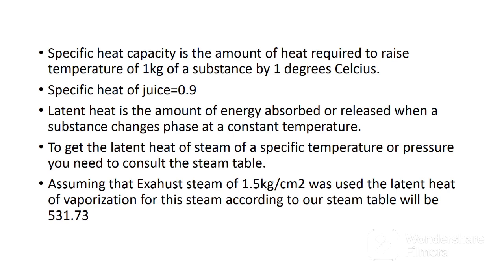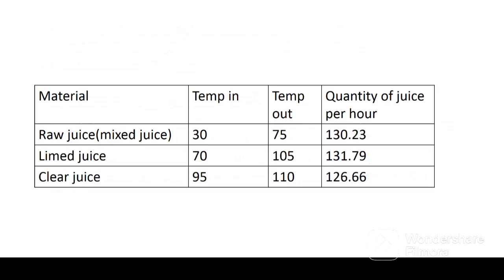Assuming that exhaust steam of 1.5 kg per centimeter squared was used, the latent heat of vaporization for this steam according to our steam table will be 531.73. The table below shows the materials and parameters which will be needed to calculate the amount of steam used at the juice treatment section. First, we have raw juice or mixed juice.